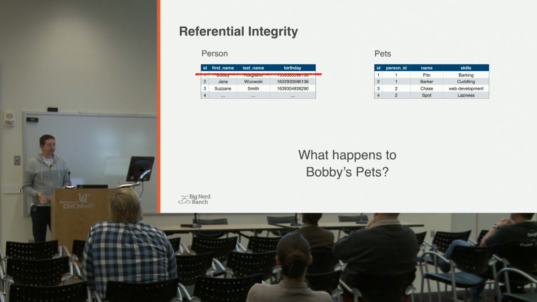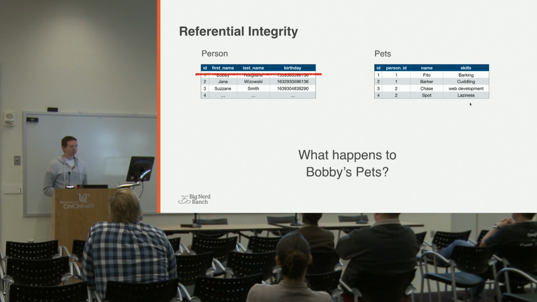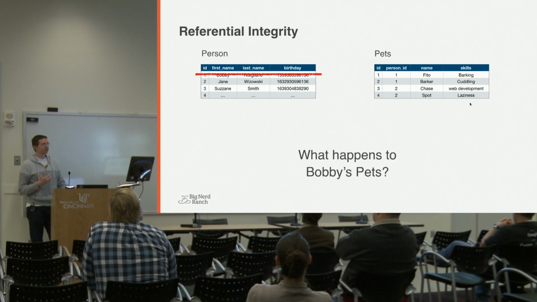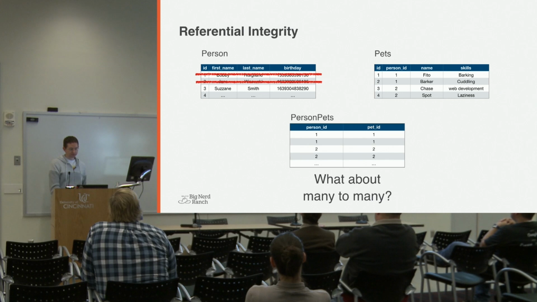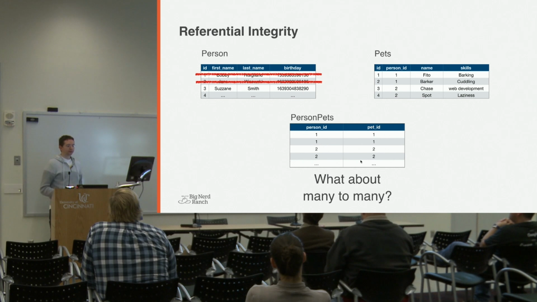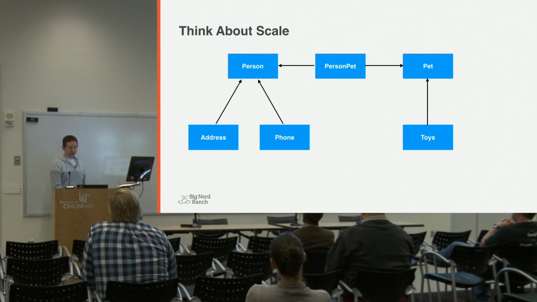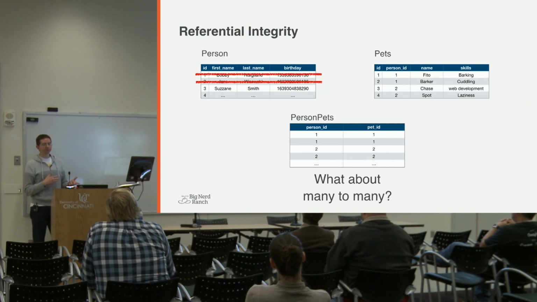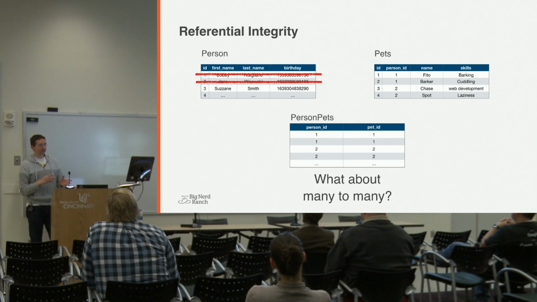What happens if we delete Bobby? What happens to Bobby's pets? They're just sitting around orphaned, and we're not cleaning those up, right? So you either have to do that manually, which is a bad idea, or you can set up foreign key relationships. And again, to reiterate the point, what if you had a many-to-many relationship? It turns out you have to create another entity to map that join table. Again, you'd have orphaned rows, and you don't want that, right? And if that's not enough to convince you, maybe for this simple example you could delete in the same transaction for both tables. Think about scale.